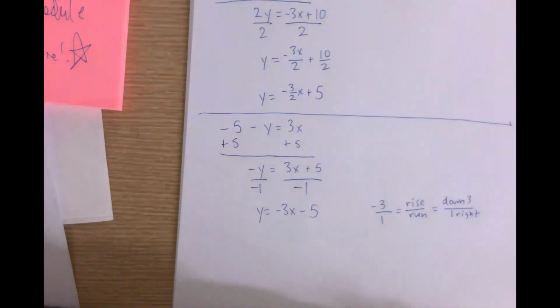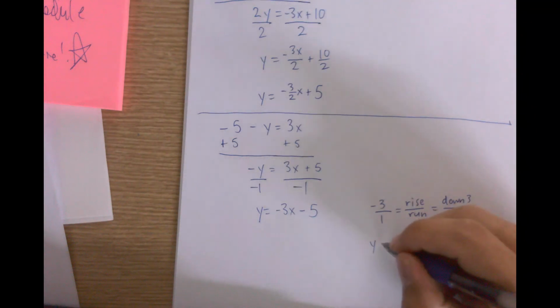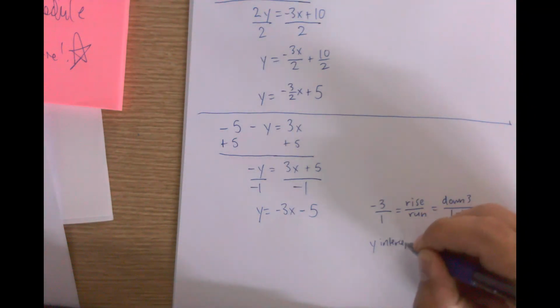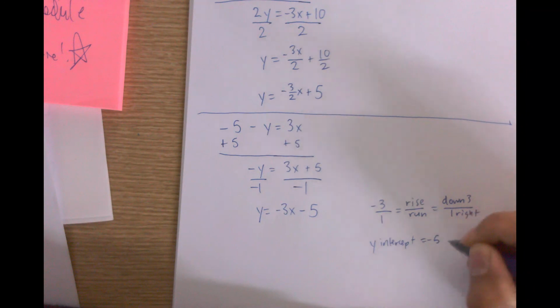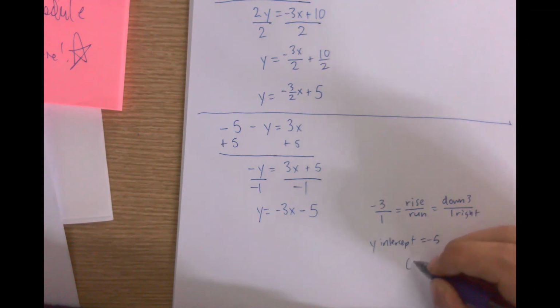Okay? Our y-intercept would equal negative 5. And so we would say our y-intercept is at (0, negative 5).